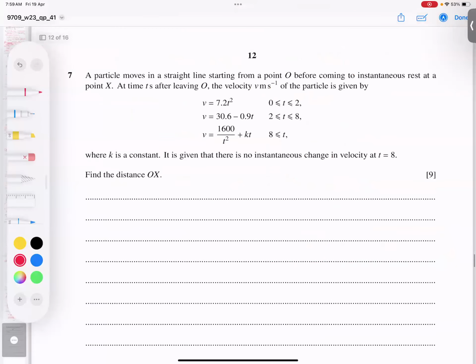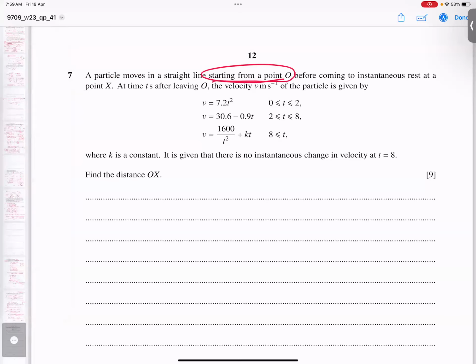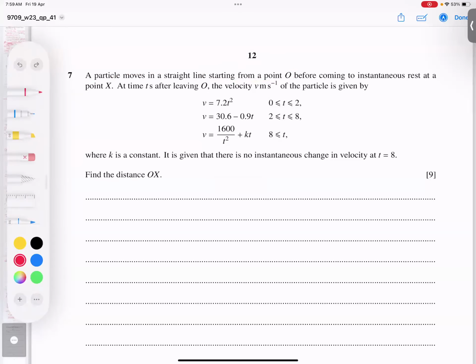Let's go for question number 7, students. So question number 7, what does it say? A particle moves in a straight line starting from O, and comes to rest at a point X. He says starting from O, and becoming at rest, that confirms the last velocity is 0. If I plug in 0 here, I will get the time when it stops.